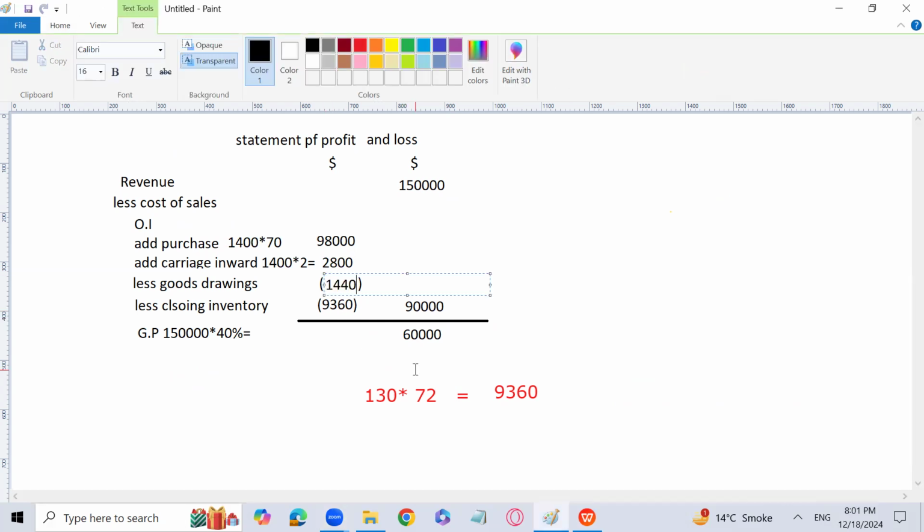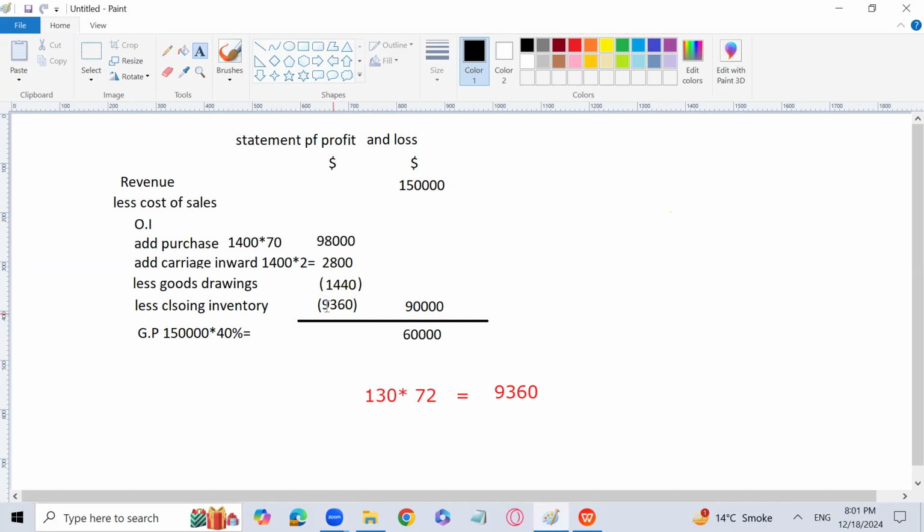1,440 is going to be the goods drawing, which is the missing figure, and we have found that by going reverse. How? 90,000 plus 9360 is 99,360. 98,000 plus 2,800 is 1,08,800 minus 99,360. You will get the amount of goods drawing, that is 1,440. So this is what the examiner has asked us to calculate, and we are done with that.